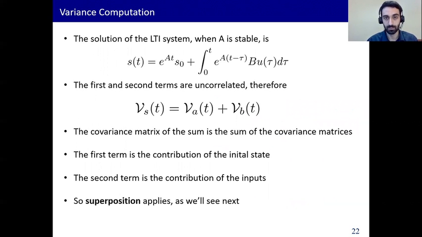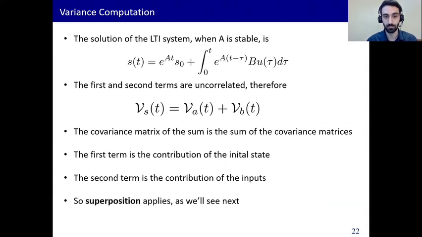The solution for the LTI system is given by S of t equals e to the At S0, where S0 is the vector of initial stress values in the system. It is a vector of random variables, plus the convolution integral. Now, the first and second terms are uncorrelated, which means that the covariance matrix of the vector S is simply the sum of the covariance matrices of the first and the second terms.